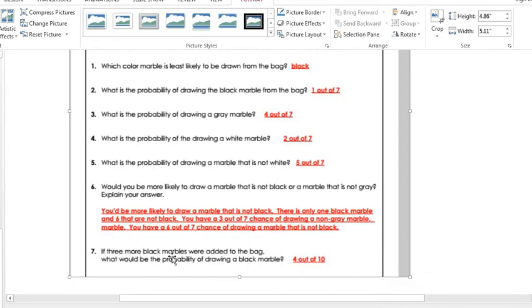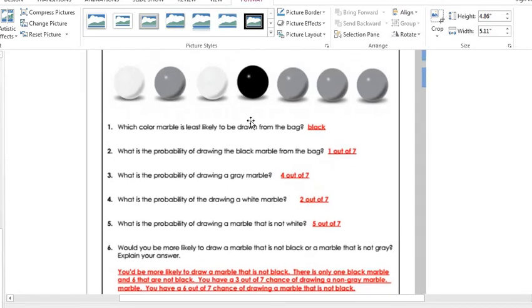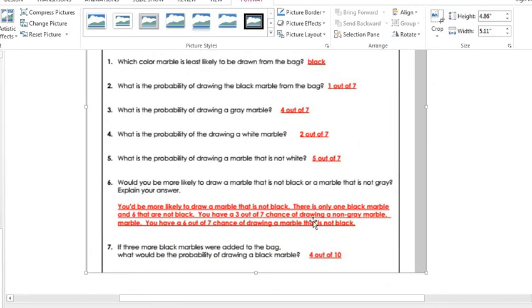If 3 more black marbles were added to the bag, 3 black marbles, what would be the probability? It's very easy. I had 1, I added 3, so the answer will be 4 out of 10.